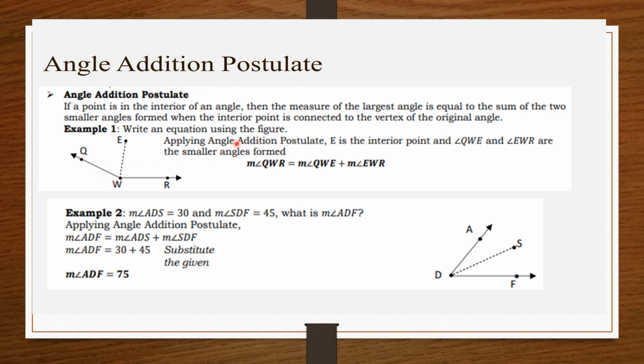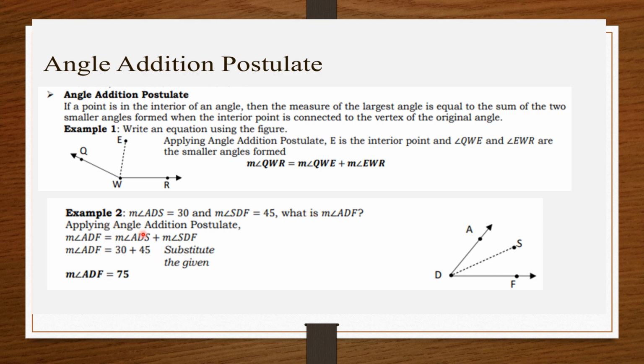Example 1: write an equation using the figure. We have angle QWR with E as the interior point. Applying the angle addition postulate, angle QWE and angle EWR are the smaller angles formed. So we have measure of angle QWR equals measure of angle QWE plus measure of angle EWR.